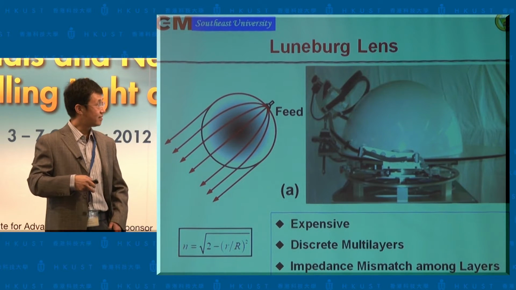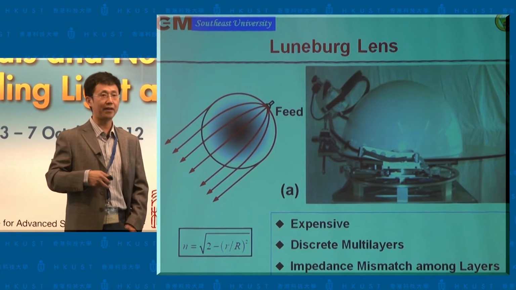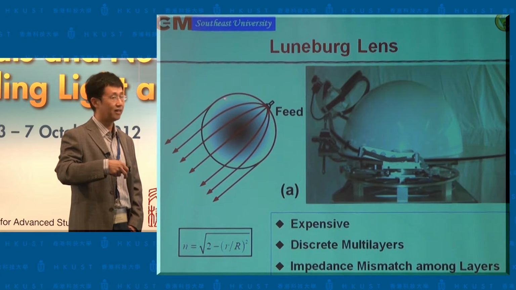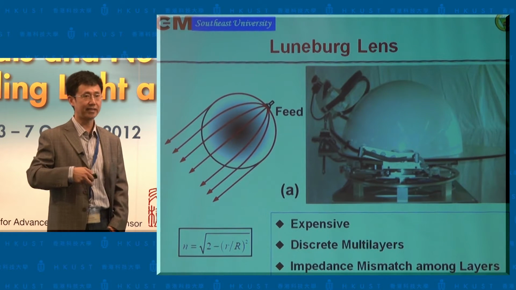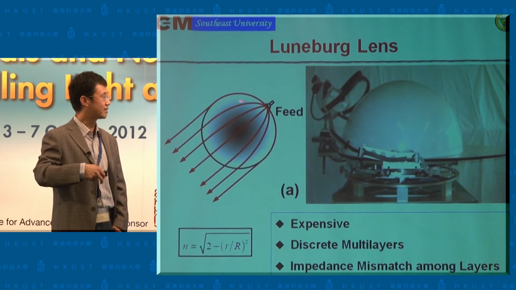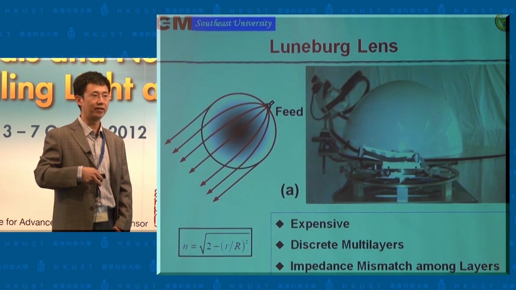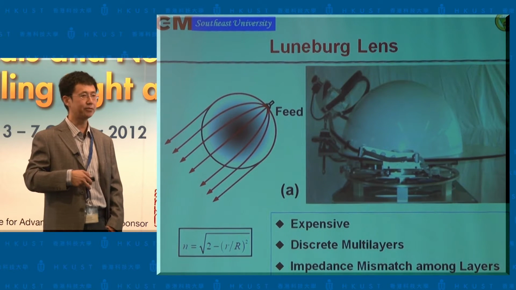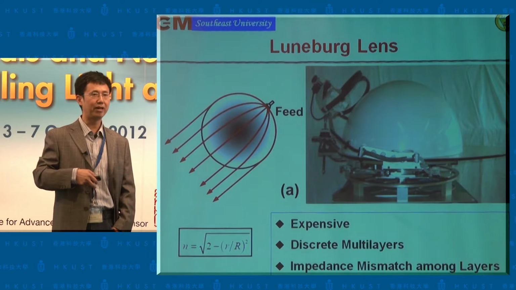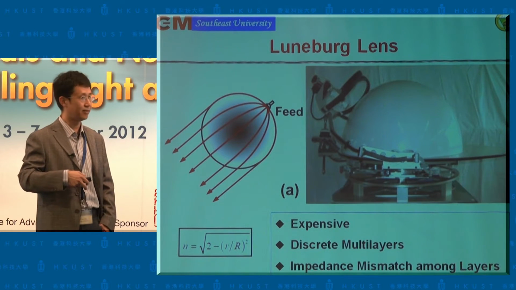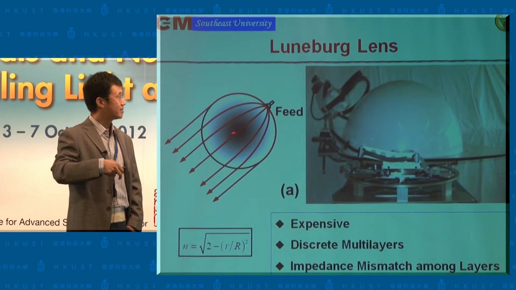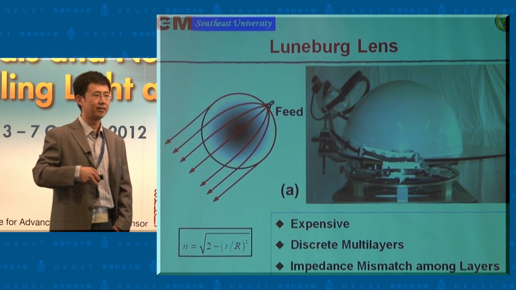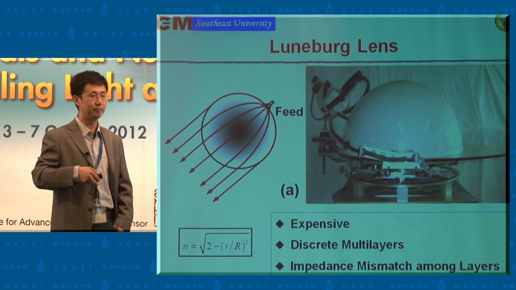And the other kind of lens which can be realized by metamaterial is the surface lens. For example, the basic one is the Luneburg lens. The Luneburg lens has a lot of advantages. For example, when we put the feed on the surface, it will radiate high gain in the opposite direction, and it can also realize multi-beam radiation. However, the Luneburg lens requires a gradient index material inside the sphere.